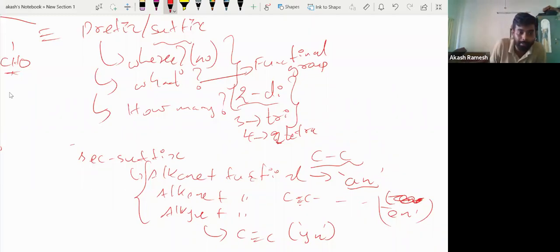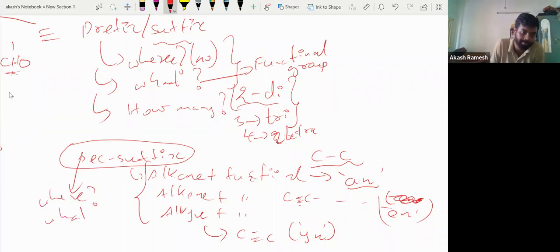Please understand here also that where, what, and how many are very important. Here also what depends on these three: either it's an alkane, alkene, or alkyne; where exactly is the double bond, where exactly is the triple bond; and how many double bonds you have, how many triple bonds you have. All these things must be accounted for when you write the name.